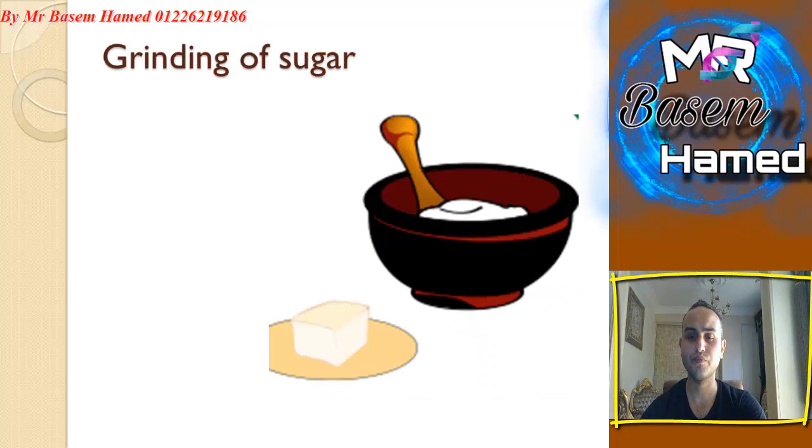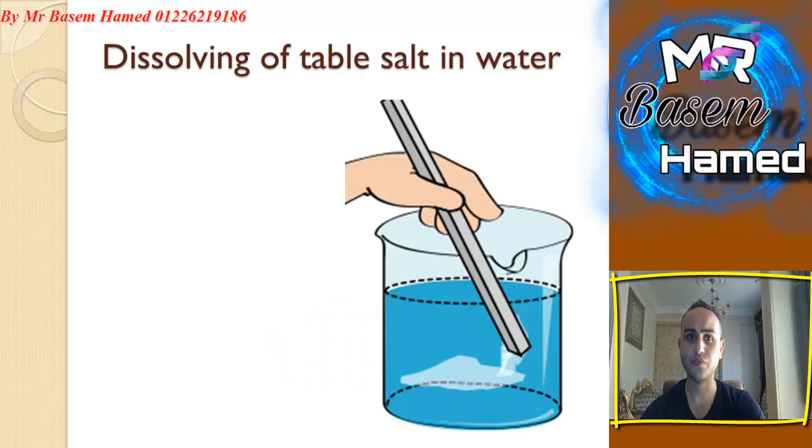Grinding of sugar. The sugar is solid and crystals, and when we grind it, it changes into powder. But in the two states, before grinding and after grinding, it's still having its sweet taste. Its shape changes, but its structure is still as it is. So this is a physical change.